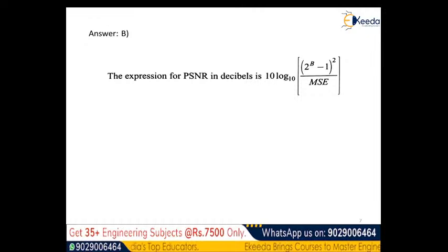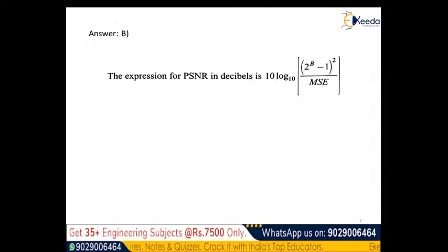The mathematical logic to compute the PSNR depends on the mean square error, abbreviated as MSE. So here we have the formulation. For decibels we write 10 log to the base 10 of a ratio, with the numerator being 2 to the power b minus 1, the complete bracket squared, divided by the MSE. So MSE represents the mean square error, the parameter measured between the reconstructed image and the original image.